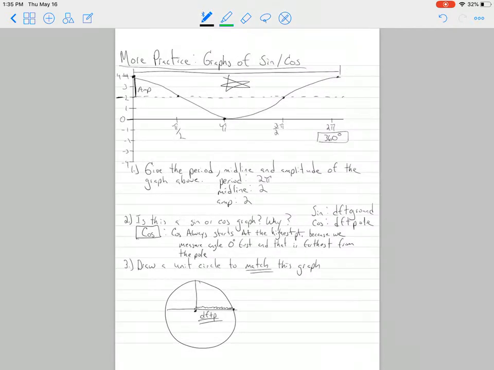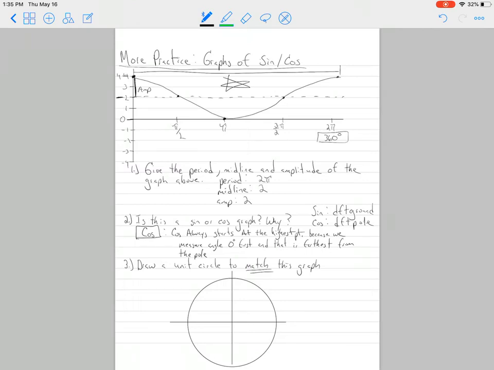Now the last thing that I want you to do is I would like for you to draw a unit circle that actually matches this graph. So I'm going to go ahead and pause, or you guys can go ahead and pause and draw the unit circle now. Cool. Hopefully you just did that. Let me draw my own circle here. So here's my unit circle. And I'm going to go ahead and put in an X and Y axis. Boom, boom.